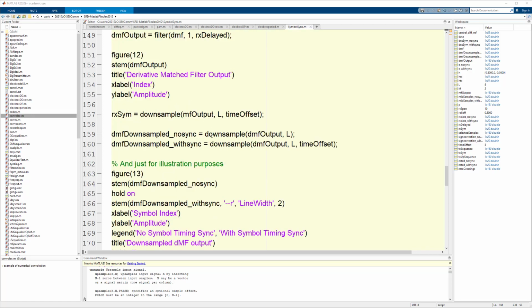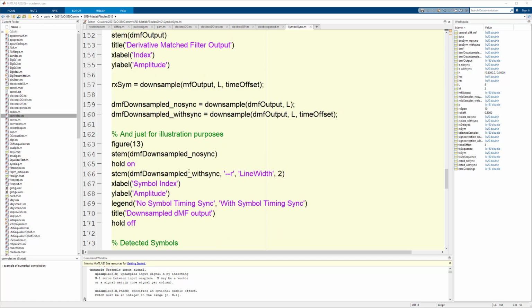Then we downsample this derivative matched filter output without synchronization, so simply we downsample with L. We also compare that with a downsampled version with the perfect time offset known. So that is with sync. Then we plot these two downsampled signals in figure 13.